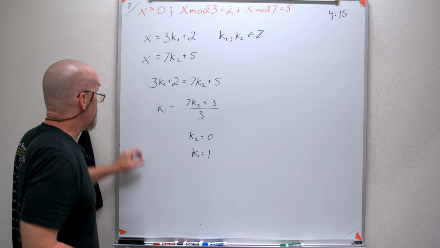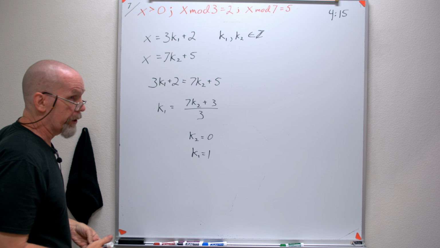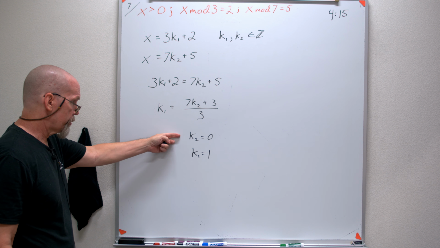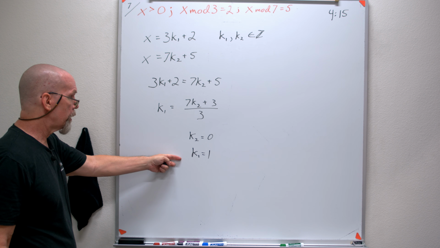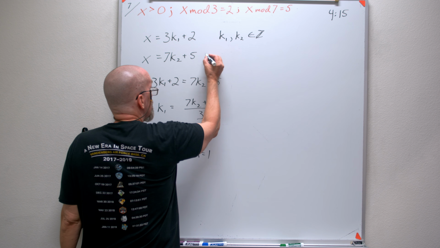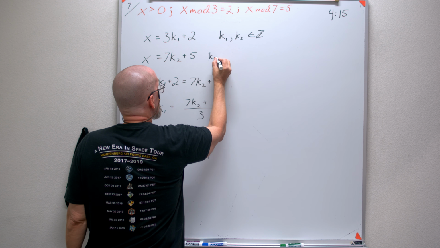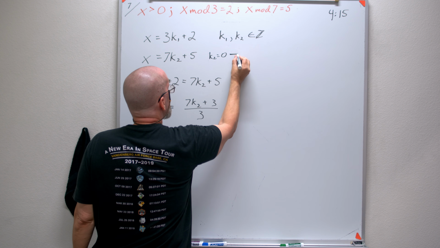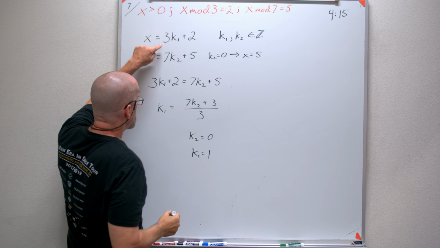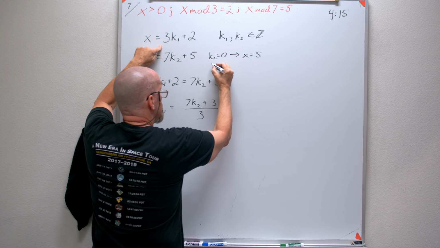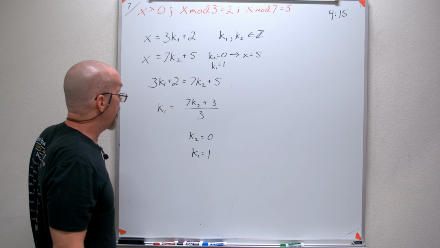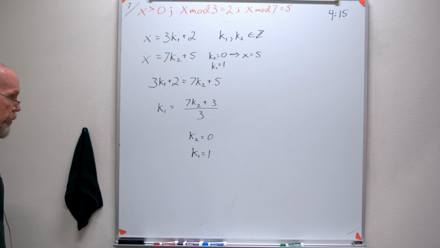And I would do that in case I had like 3 or 4 or 5 different numbers. I could just go through it in that sort of organized routine. The smallest value of k2 that works is 0. That yields a k1 of 1. If I plug in a 0 for k2, I get a 5. If I plug in a 1 for k1, I also get a 5 up here. 3 times 1 plus 2 is 5. So x equals 5 is the first number.